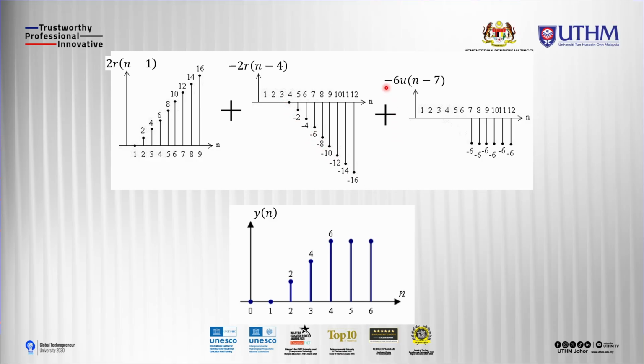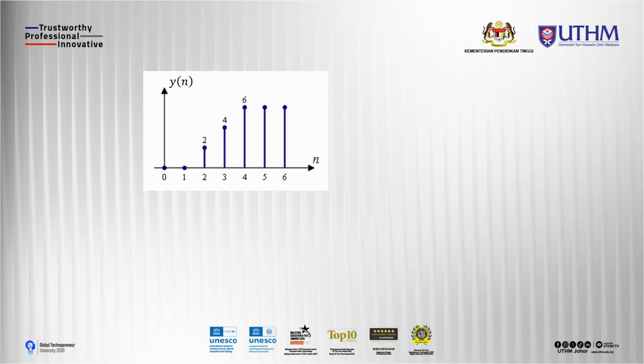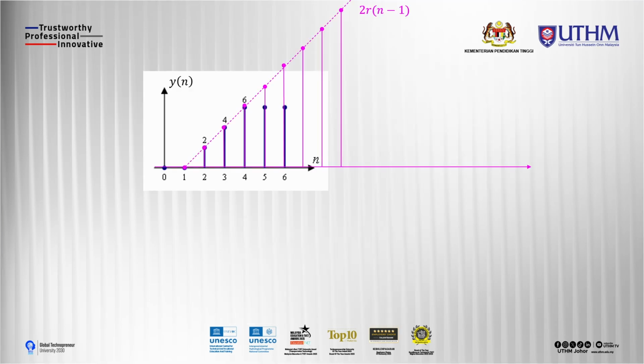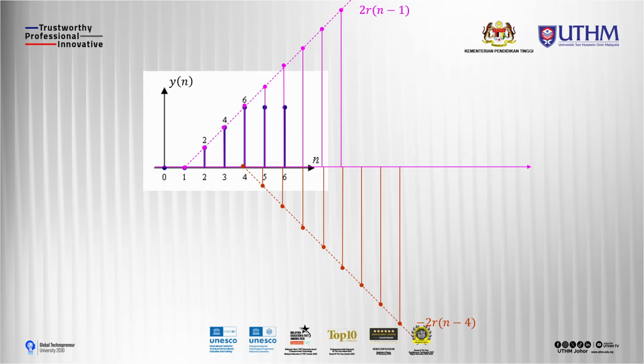Next is minus 6 unit step n minus 7. The amplitude is minus 6, starting with n equal to 7. When you sum up these three signals, that becomes the value of yn equal to 0, 0, 2, 4, 6, 6, 6. This graph shows you a combination of three signals: unit step and unit ramp functions.